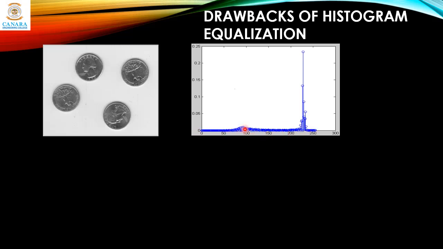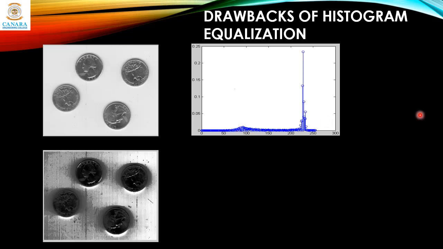And you see a small bump here that basically shows the coin surface. It's not totally dark. So the value is around 100, but the intensity is not that much. So the pixels are fairly evenly distributed with a small bump around the intensity level 100.